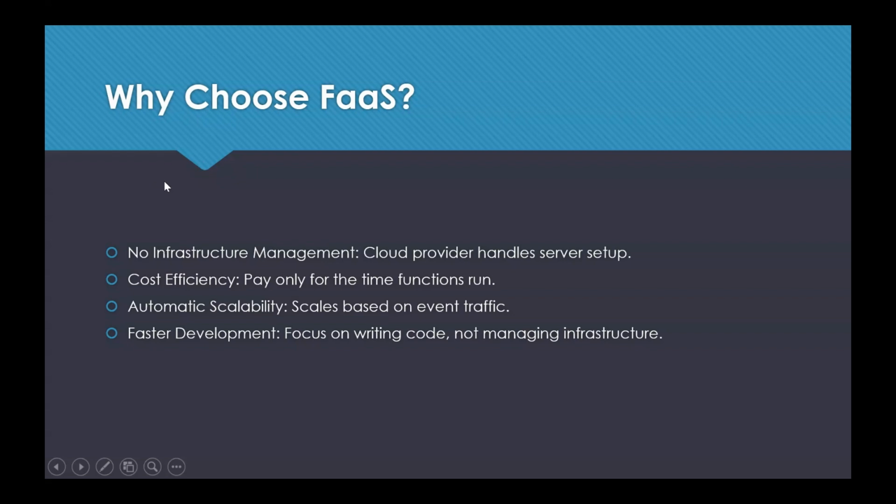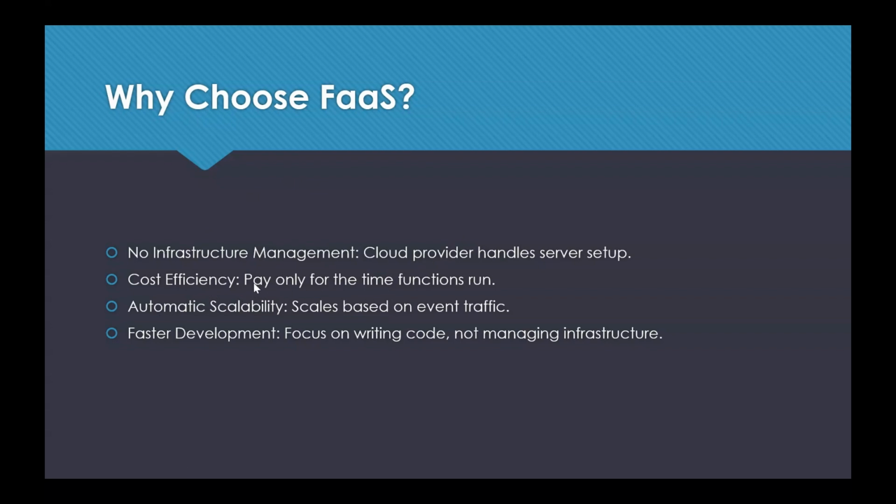Now let's see why we need to choose function as a service. In this model, there is no infrastructure management. Cloud providers will handle all the infra part, like server setup and all. You don't have to manage any infra. You don't have to worry about patching or security and anything like that, because everything is managed by the cloud provider. This is cost efficient because you pay only for the time the function is running.